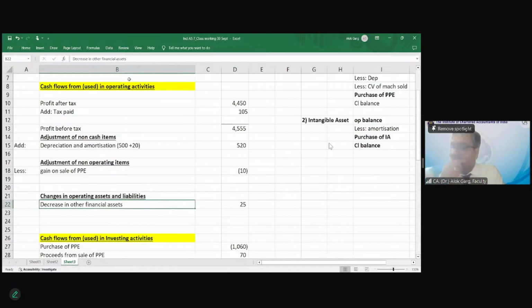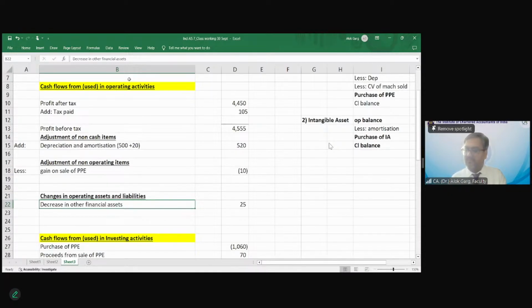Then your fourth line item, deferred tax assets. Friends, your deferred tax asset is a non-cash item. You understand deferred tax asset? You are just creating your DTA, DTL. It's a non-cash item and your deferred tax asset has moved from 750 to 855.